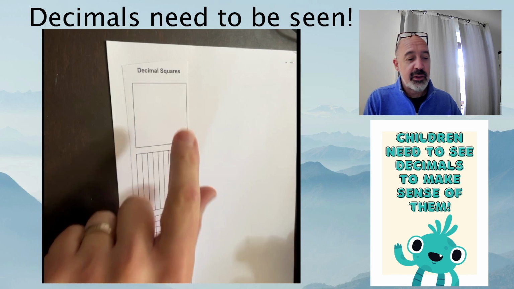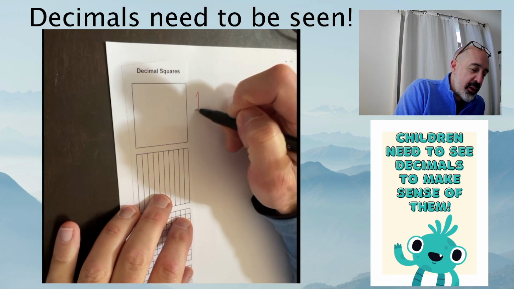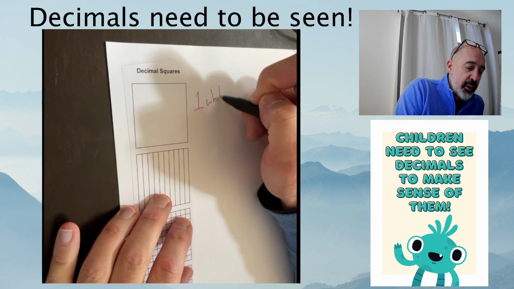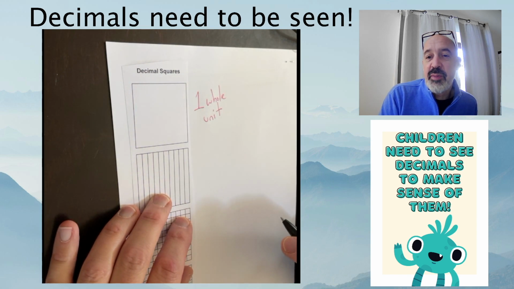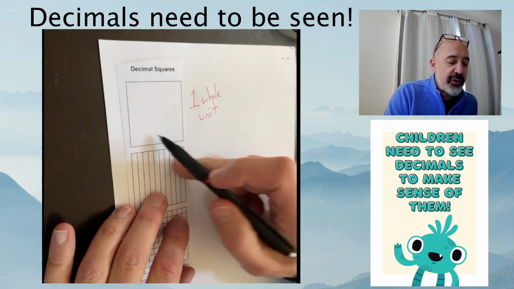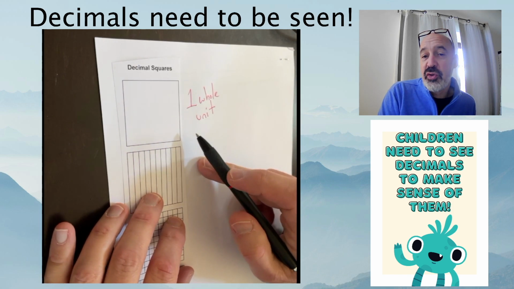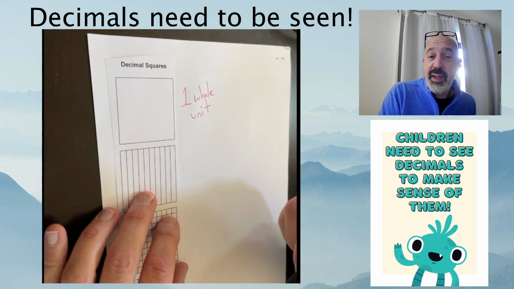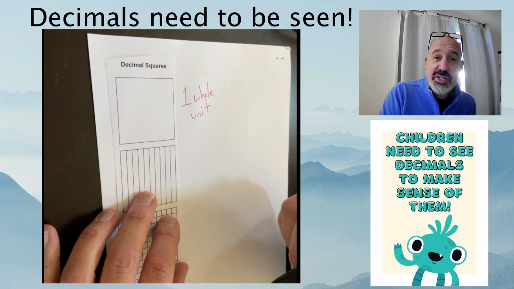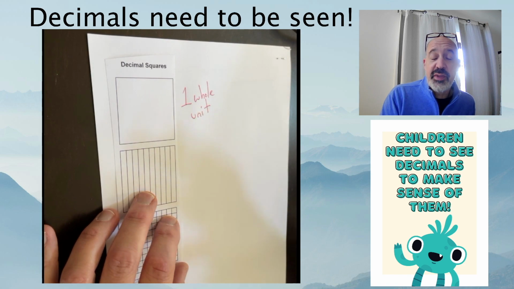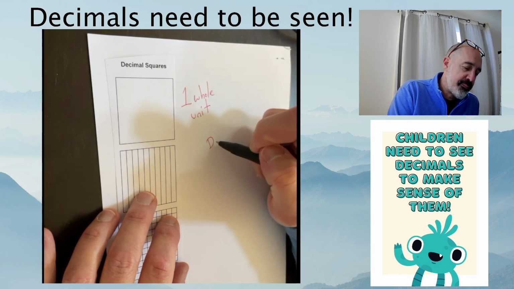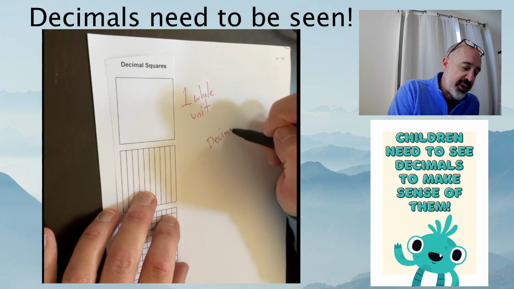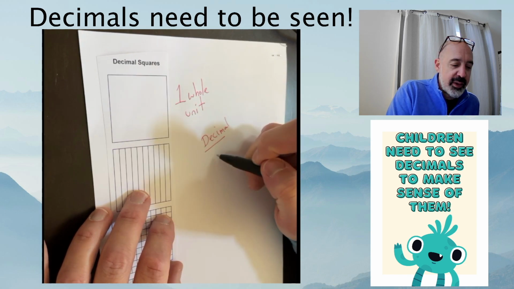This square represents one whole unit. Just like I discussed in my fractions series, it's the same idea. A whole unit in decimal land is equivalent to a whole unit in fractionville. And decimals, by definition, have to do with this idea of 10 parts equals 1. Because if you think about the word decimal, the prefix deci means 10.